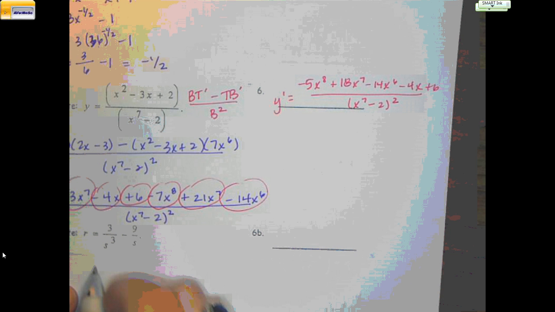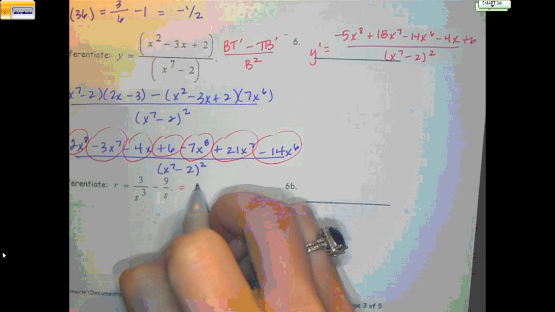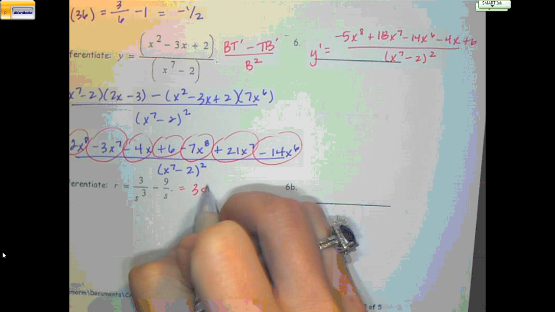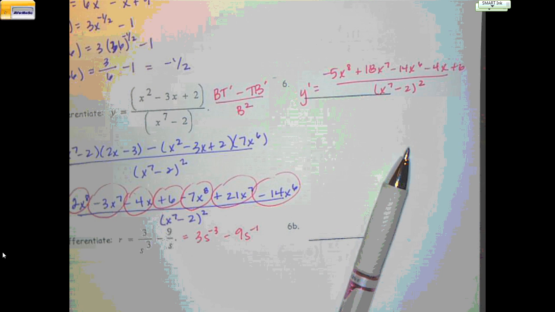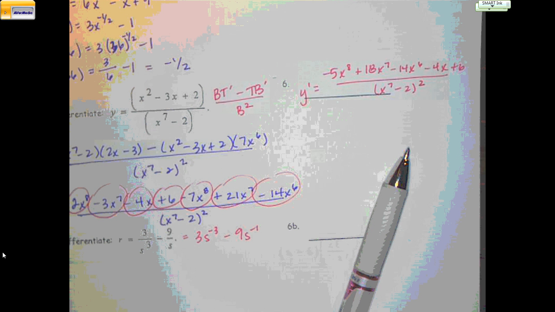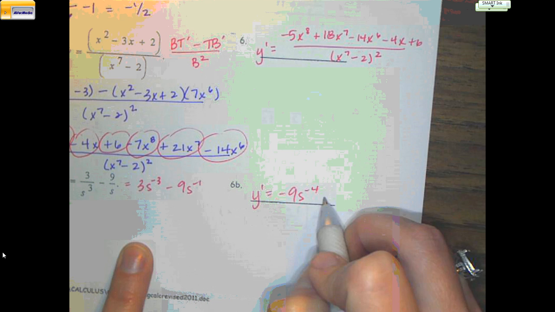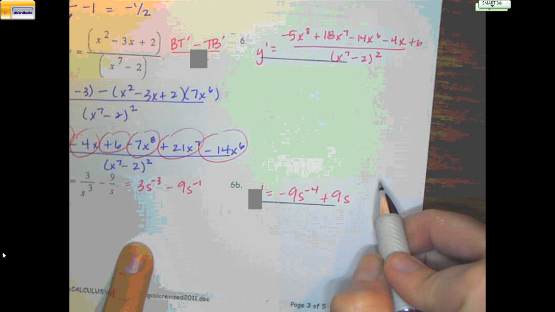On the last one, we need to rewrite that so that it's 3s to the negative 3rd minus 9s to the negative 1. And then it's just simple power rule. So we wind up with negative 9s to the what? Thank you for knowing that, because again, some of y'all didn't. Negative 9s to the negative 4th plus, just kidding, minus negative, 9s to the negative 2.